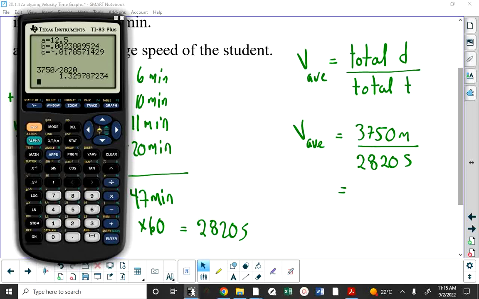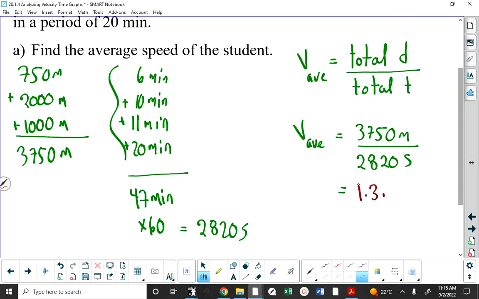I get about 1.3 meters per second. What does that mean? It just means that averaged out over the whole trip, that's your average speed. Had you, instead of doing all of these little things for 2,820 seconds, walked with that speed for the whole time, you would have still walked the total distance. It's just an average. Okay?